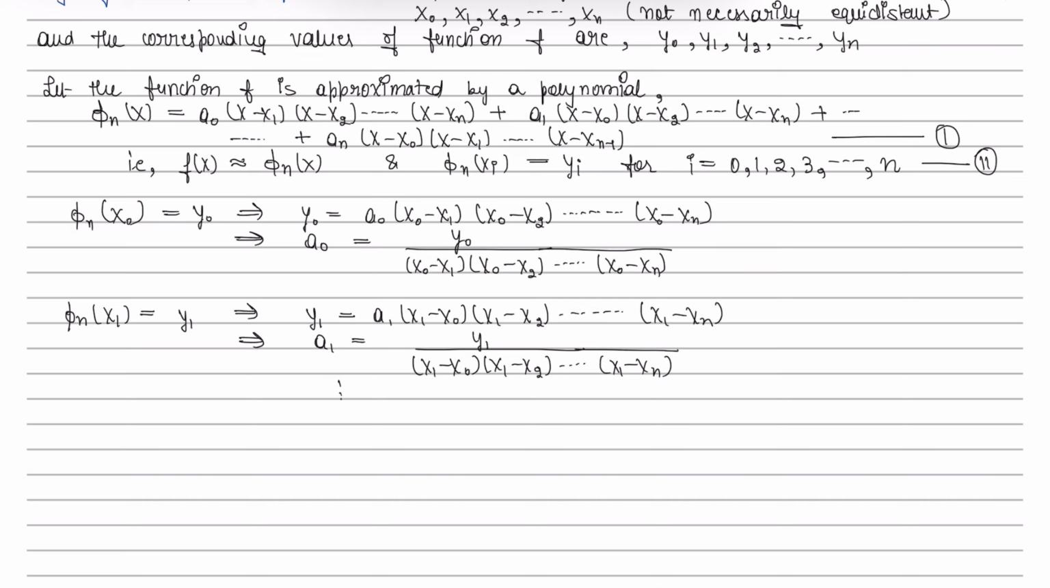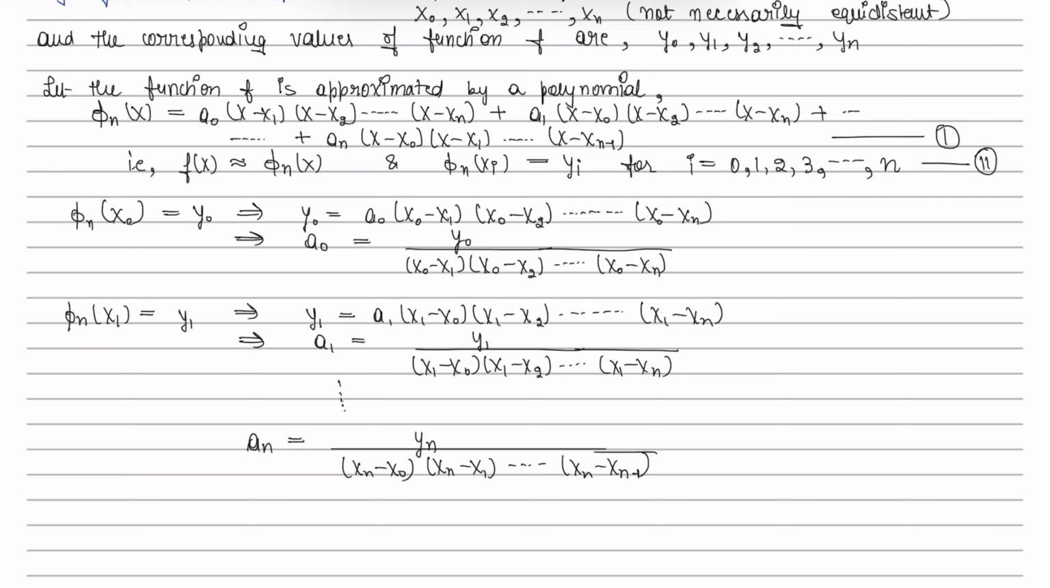In the same way, we can generalize this, where the value of an will be yn whole divided by xn minus x0, xn minus x1, so on to xn minus xn minus 1.